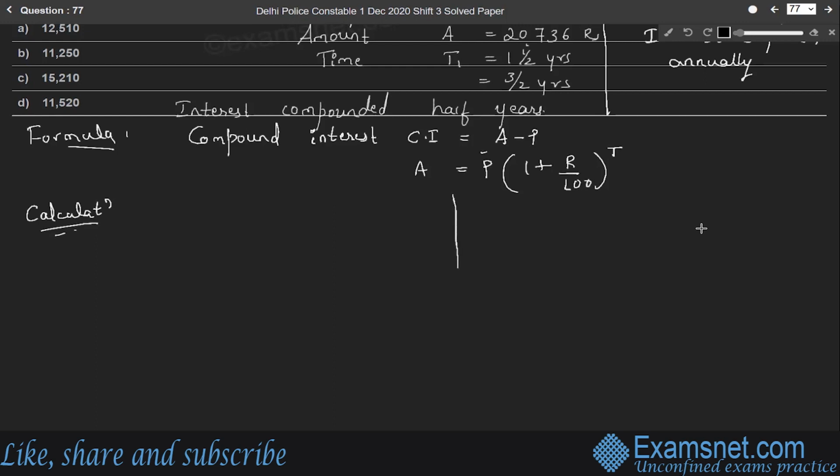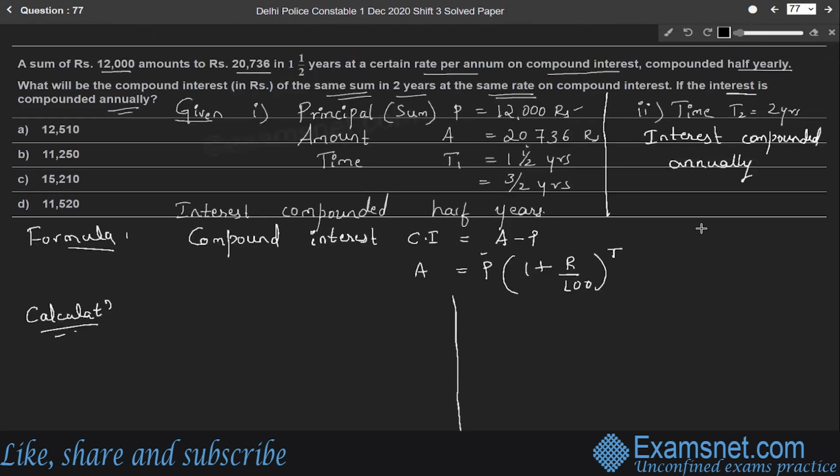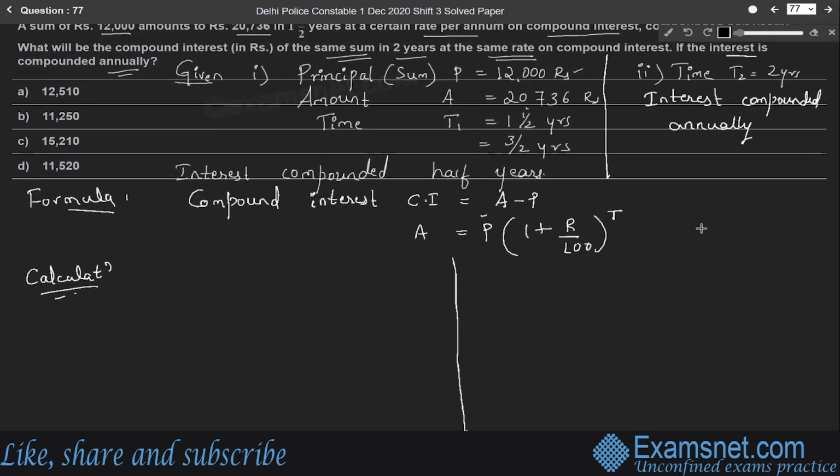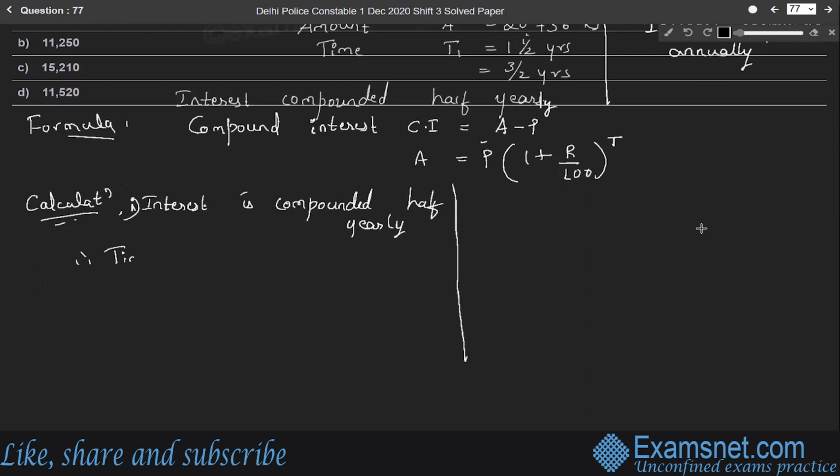As we know, there are two parts in the problem. In the first case, the time is 3/2 years and the interest is compounded half yearly. So let us take it as the first part of the problem. Therefore, time T1 becomes 2 times 3/2, which is 3.